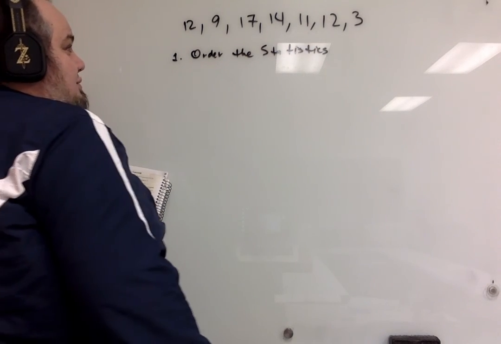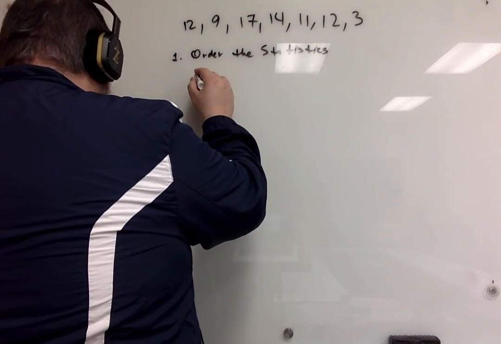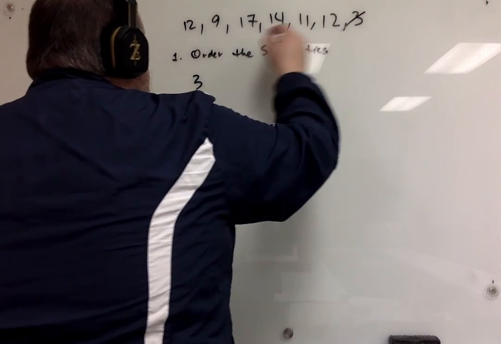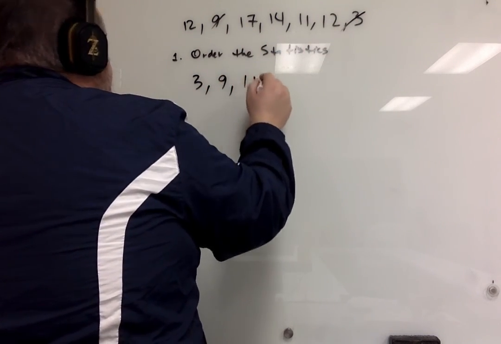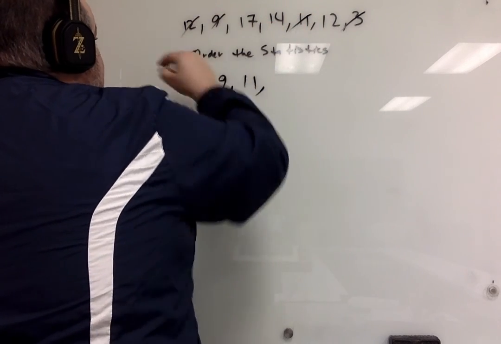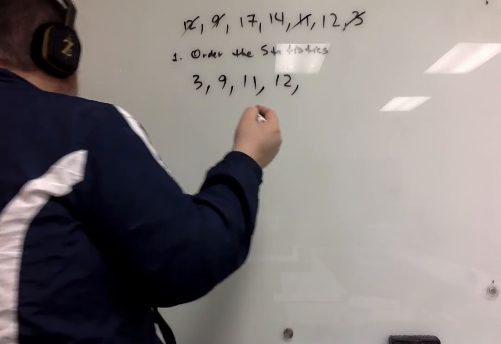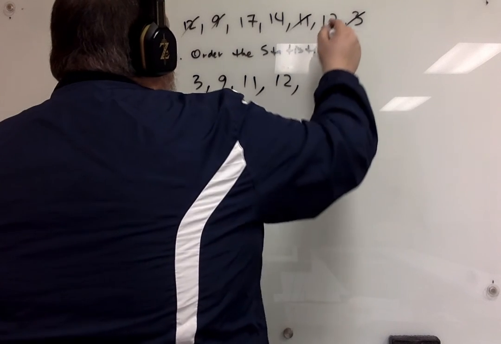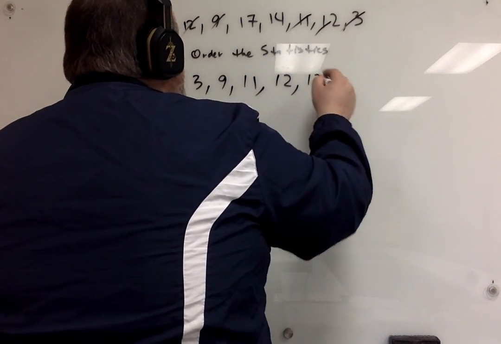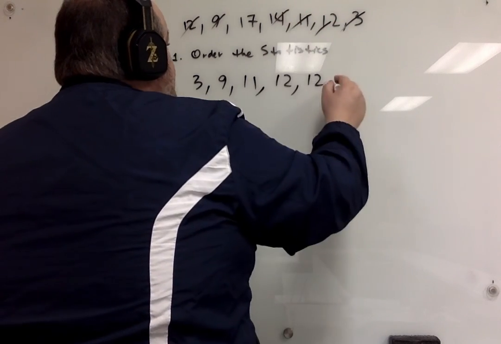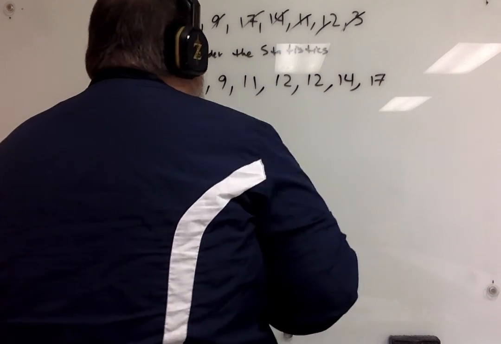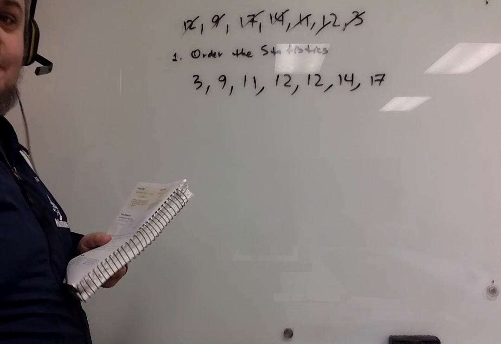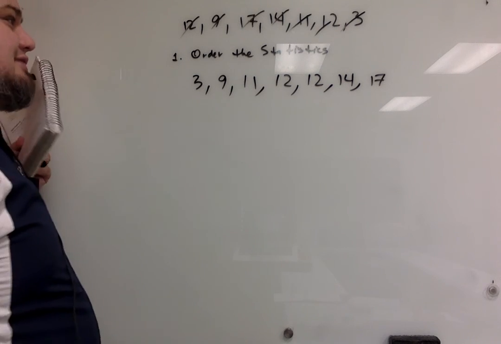Okay, so we put them in order. So first we'll have 3, then 9, and then 11, and then 12, and then another 12, and then 14, and then 17. So now that they're in order, now we can easily find the median.